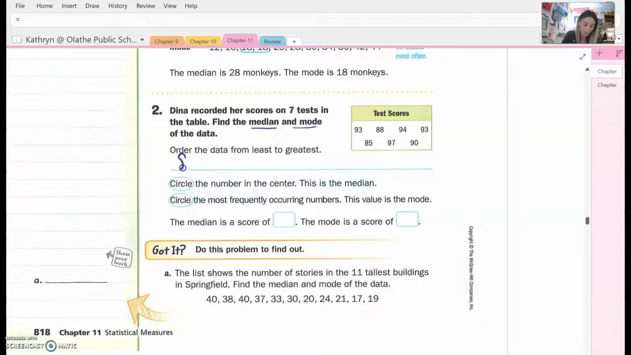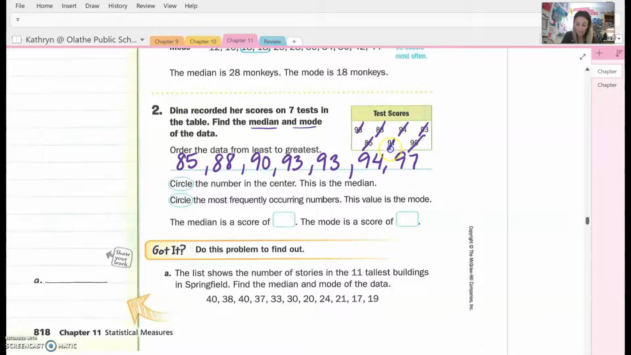So I'm going to start with 85, and when you're done, cross it off. Okay, the next one looks like 88. Cross it off. That way I know that I'm using all of them and not forgetting any. We've got 90. We've got a 93. We've got another 93. We've got a 94. And then we have a 97. So they are all in order from least to greatest.